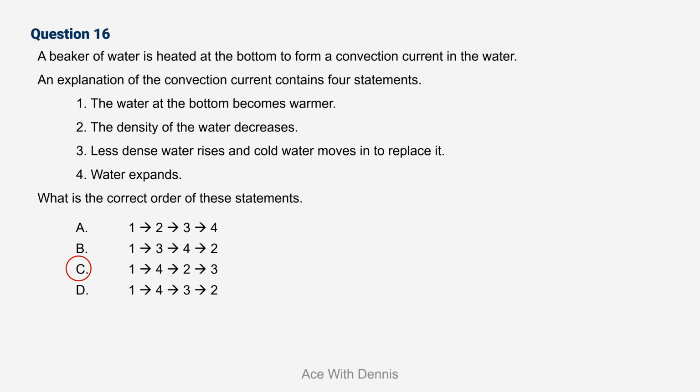The answer is C. Number 1: the water at the bottom becomes warmer when the water is heated at the bottom of the beaker. Once it is heated, the water expands. When the water expands, it will have a change in density. So the density of the water decreases because it is heated. What happens next is the less dense water rises and the cold water moves in to replace it. So the order will be 1, 4, 2, 3.